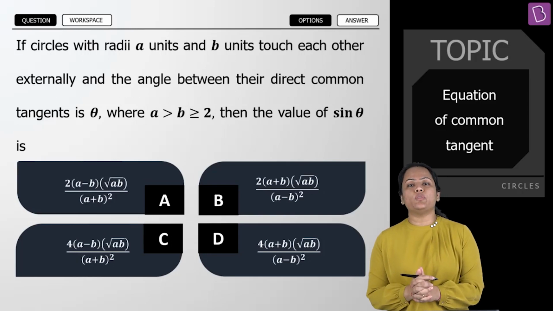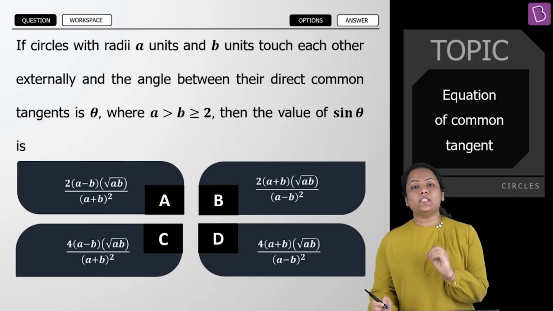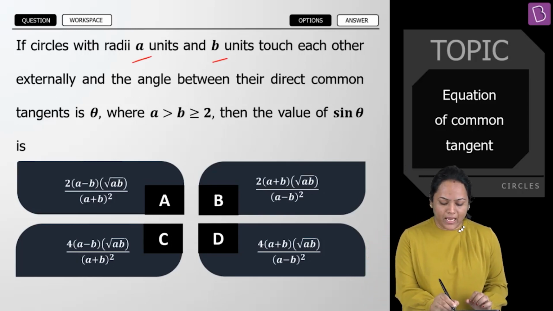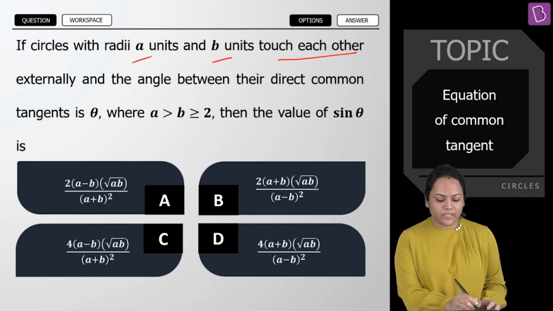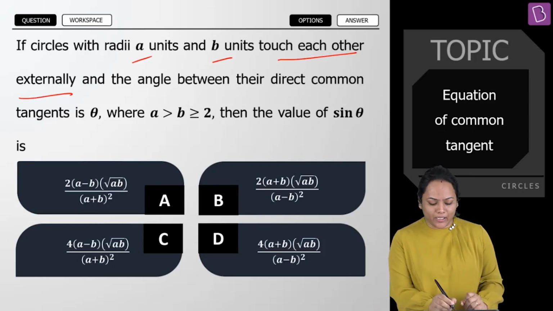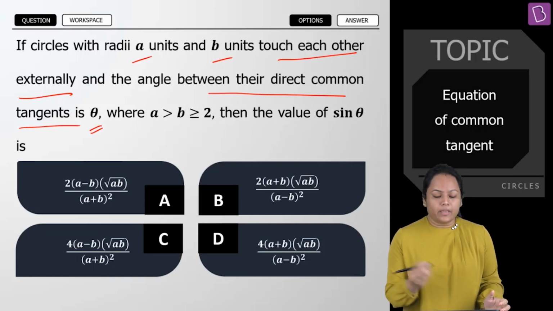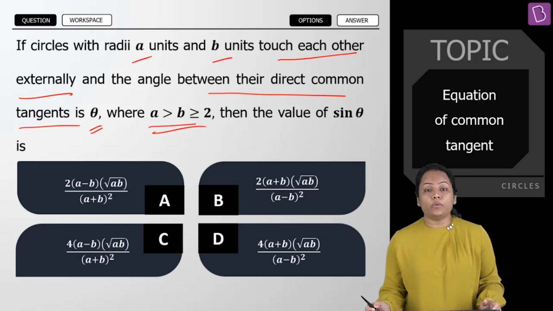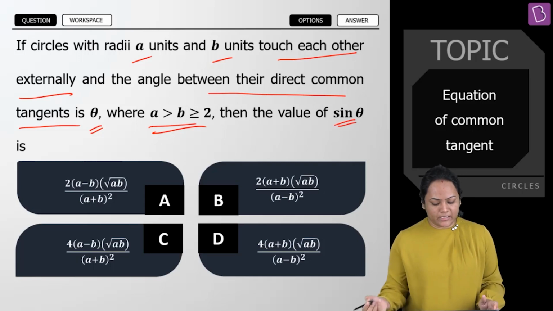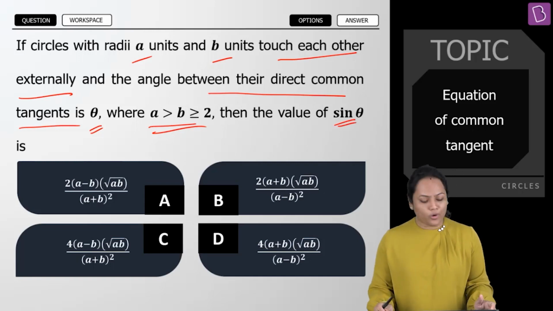Well, in this question, what they have asked: if circles with radii a and b units touch each other externally, and the angle between their direct common tangents is given to us as theta, with a greater than b greater than or equal to 2, then what is the value of sine theta? They have asked, and they have given us four options.